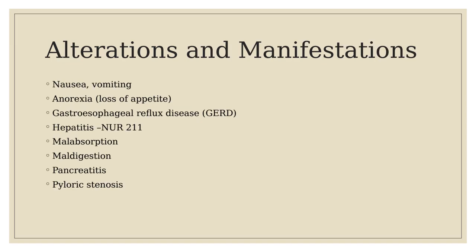All right, so alterations and manifestations. So nausea, vomiting, anorexia, and when this has in parentheses loss of appetite. So you can be anorexic without having anorexia bulimia. Anorexia nervosa or bulimia are mental health diagnoses. Okay, anorexia here in this PowerPoint for loss of appetite is specifically related to some type of disease process that's causing someone to not be hungry.